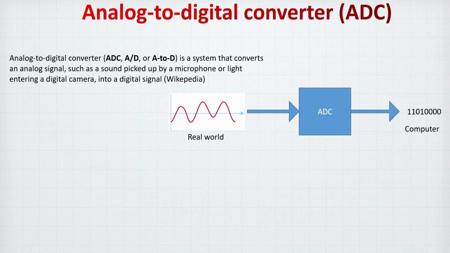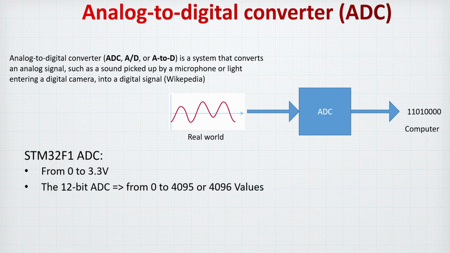So this is an ADC. Let's be more specific now and take a look at the STM32F1 ADC. First of all, it's 0 to 3.3 volts. So be careful if you are using some component that requires 5 volt working voltage. And then this is a 12-bit ADC, which is really fantastic. So you have values from 0 to 4095, or 4096 values, which is already very good for such a small and cheap microcontroller.